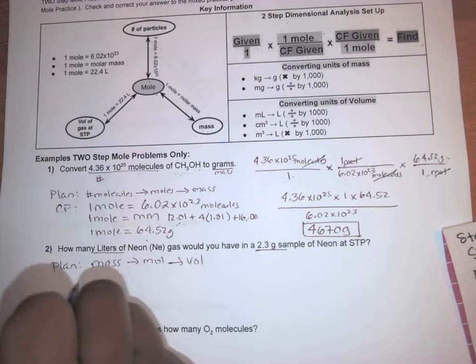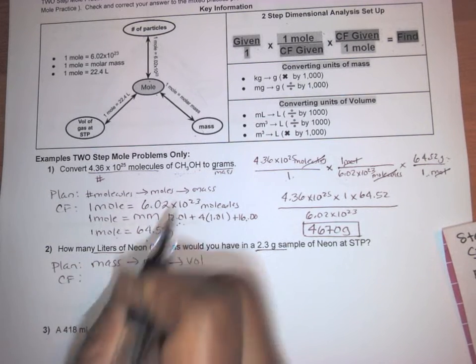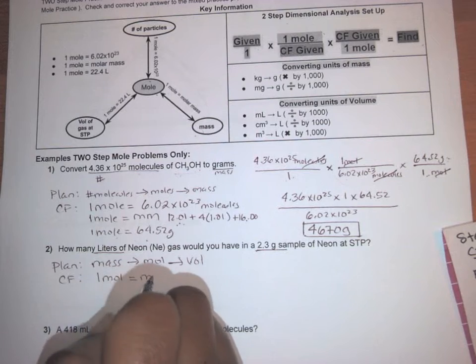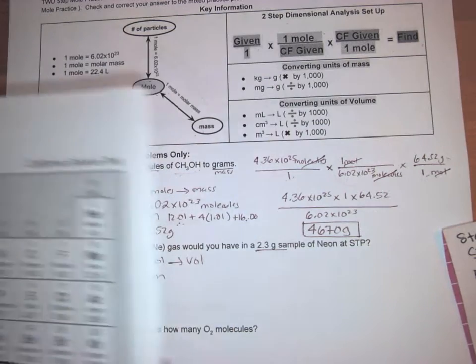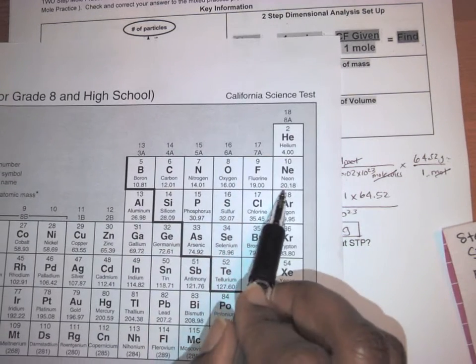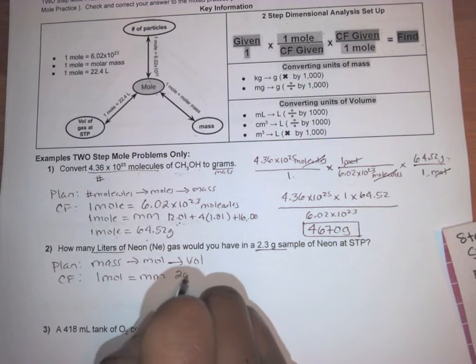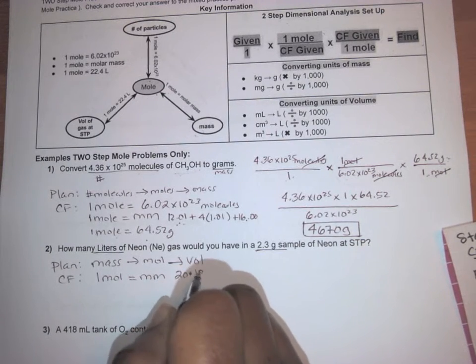Now, what conversion factors do I need to do that? So starting with mass to moles. From mass to moles, I'm going to use 1 mole is equal to the molar mass. And for neon, that is the average atomic mass on the periodic table, so 20.18 grams.